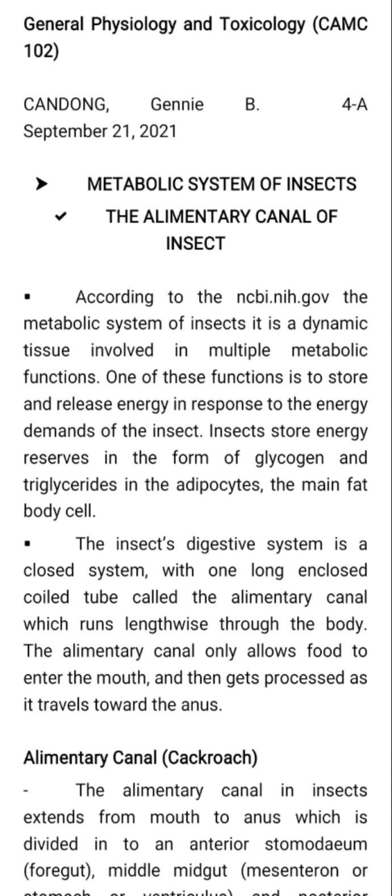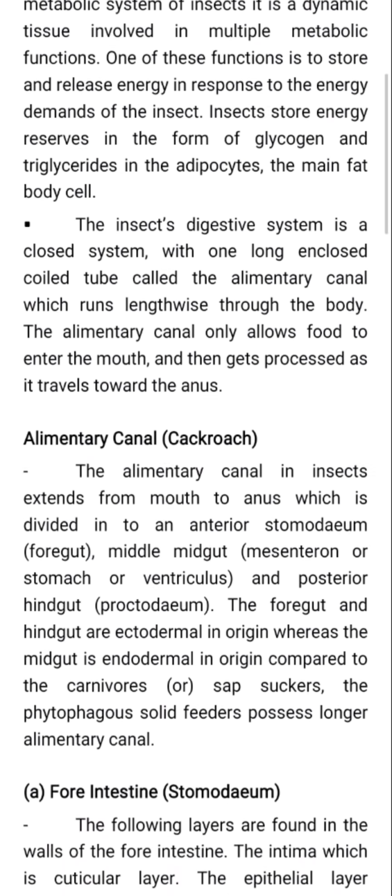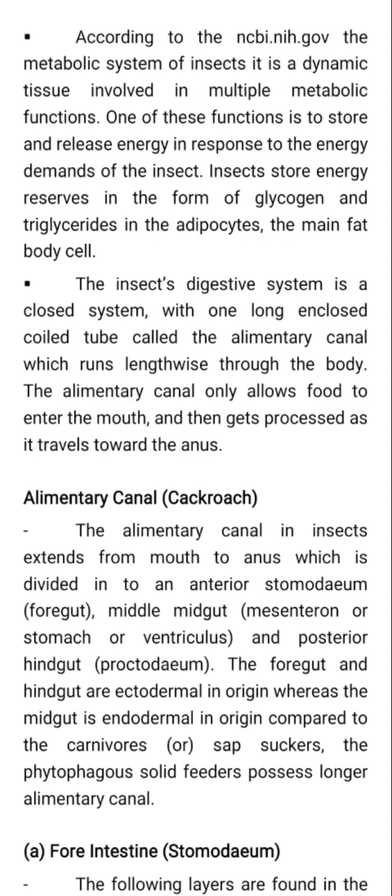The insect's digestive system is a closed system with one long enclosed coiled tube called the alimentary canal, which runs lengthwise through the body. The alimentary canal only allows food to enter the mouth and then gets processed as it travels toward the anus. Alimentary canal of a cockroach.